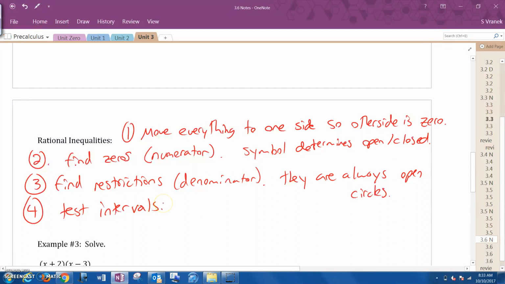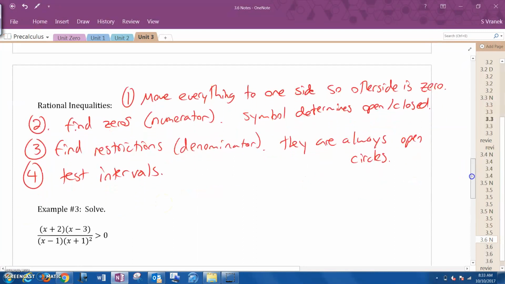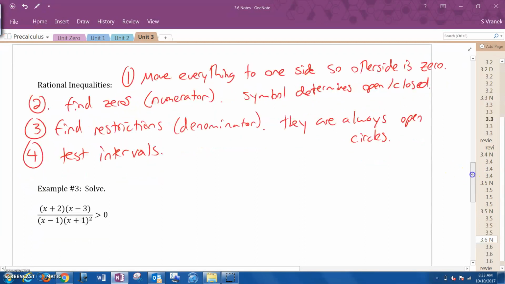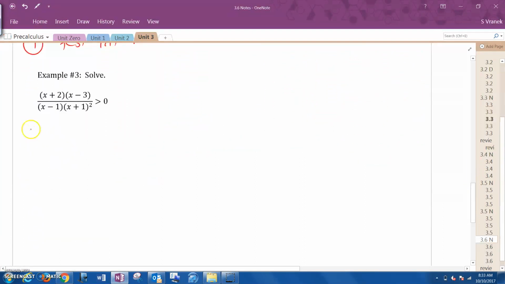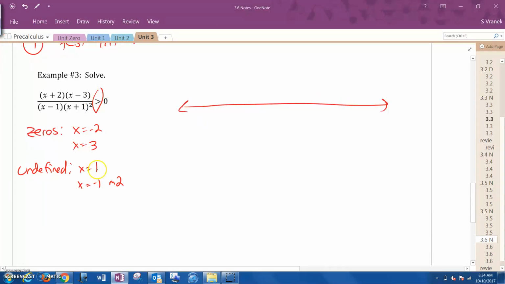So let's see that in practice. Again, pause the screen if you need to write that stuff down, and keep writing. Example 3. I need to find my zeros, and again, my zeros come from when you set the top equal to 0. So I have x equals negative 2 and x equals 3. And I also have undefineds. It's undefined at x equals 1 and x equals negative 1, and this has a multiplicity of 2. I'm just going to note that. Alright, and everything's going to be open circle because it's not equal to. So my leftmost point is negative 2, then negative 1, then 1, and then 3.